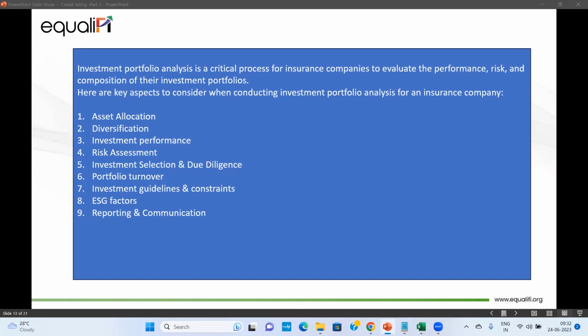Next is portfolio turnover. What is the portfolio turnover? Right? Investment guidelines, constraint, ESG factors, reporting and communication. So one important factor is dropouts. I have not mentioned it here, so I'd like to discuss what is the dropout.